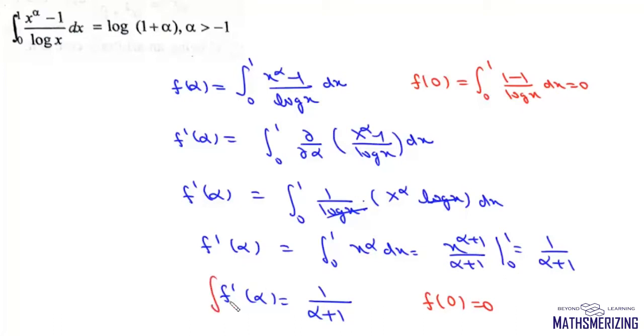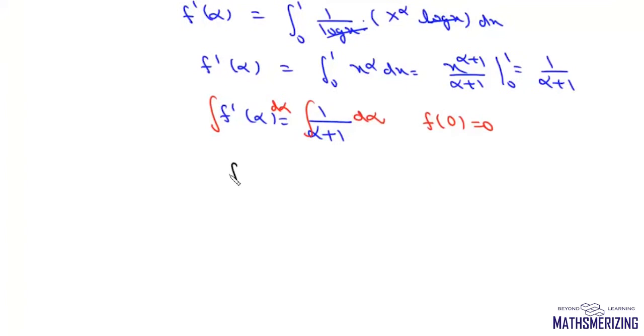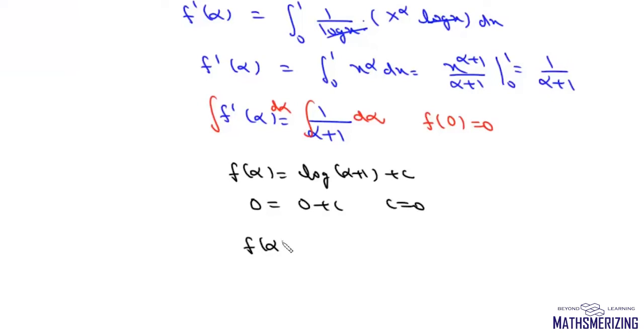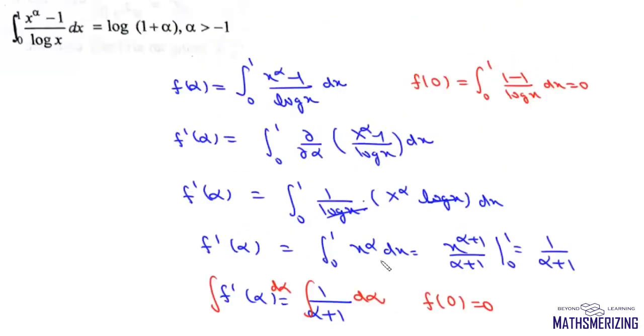Now we'll integrate this function with respect to alpha. So on the left hand side it'll be f alpha, and this one will be log of alpha plus 1, plus c. And we also have the initial condition. So when alpha is 0, f(0) is 0, log 1 is 0, plus c. That means the value of c is 0. So the value of this integral will be simply log of alpha plus 1, which is what we need to prove.